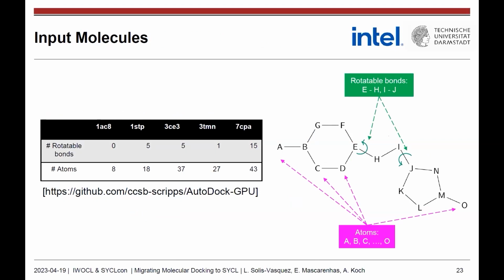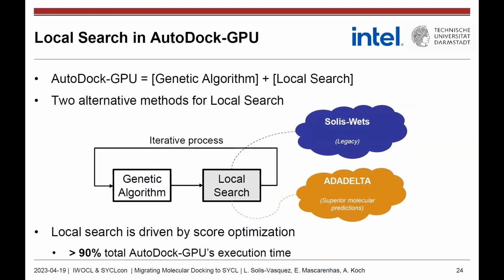So for our experiments, we have used the input molecules that anybody can find in the AutoDock-GPU repository. Here we are comparing two methods available in AutoDock-GPU. AutoDock-GPU runs a genetic algorithm and a local search, and there are two alternative methods for the local search. One is Solis-Wets, the legacy method introduced in the 1990s. And ADADELTA is something we worked on in 2018 or so, and it achieves superior molecular predictions as well.